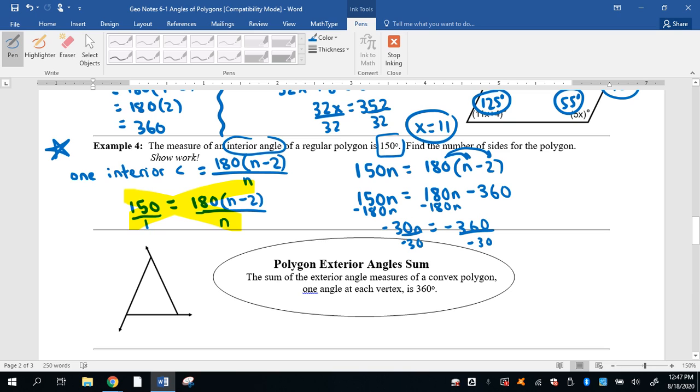On a problem like this, you know you have to have a positive integer answer because n is the number of sides, so it has to be a positive integer. So n is 12, or in other words, it's a dodecagon.